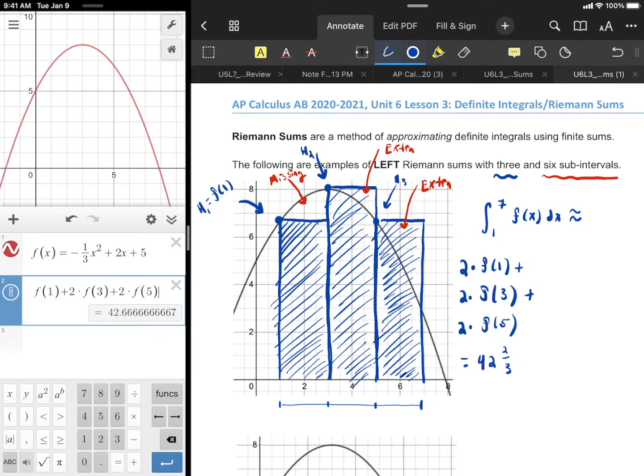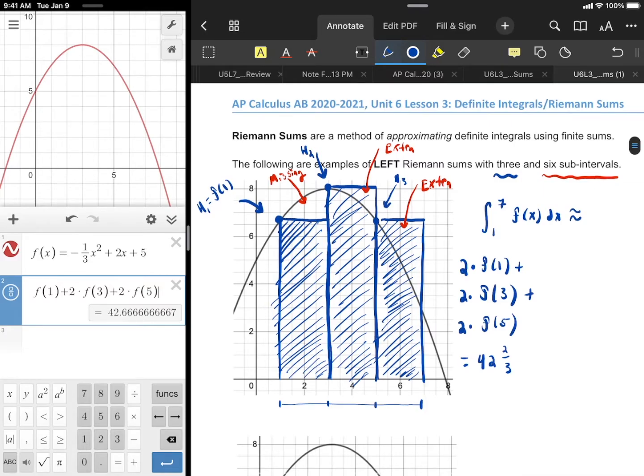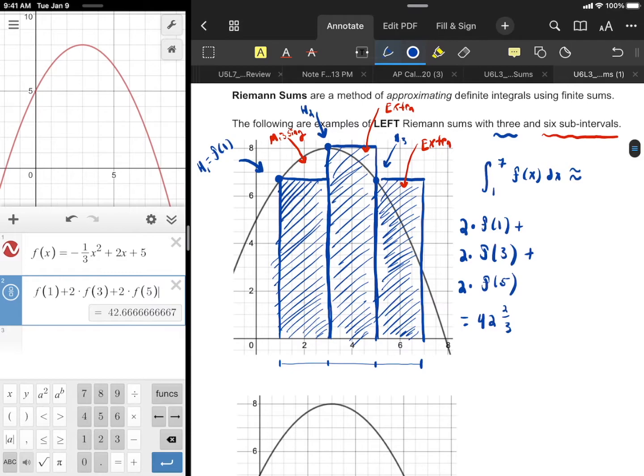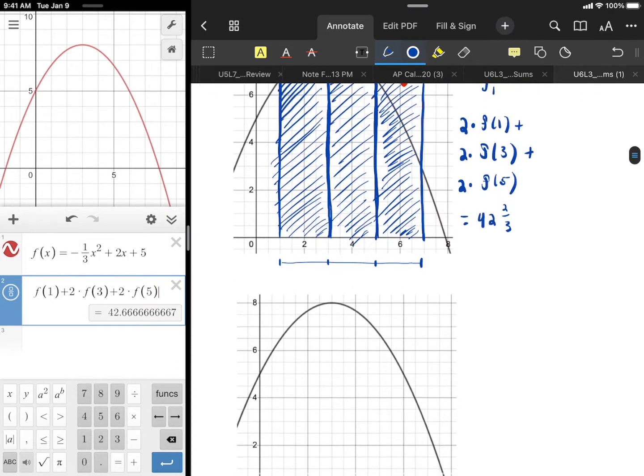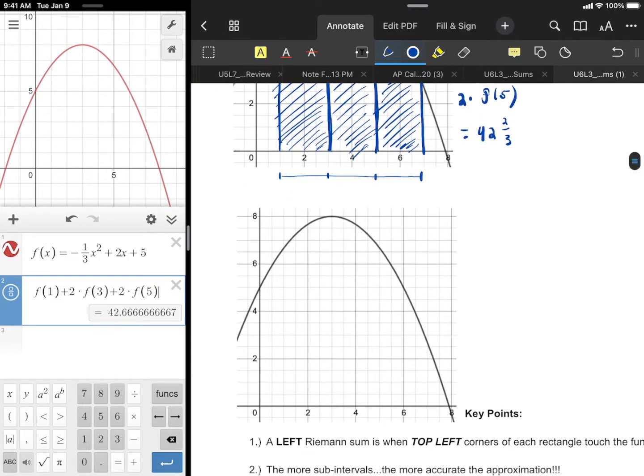Now, how could we improve these approximations? Well, we could draw more rectangles, because then the areas that are missing an extra would all be smaller. So if we take this same idea, and now that you've seen this once, I'm going to speed this process up quite a bit. Instead I do 6 subintervals. Because if I do 6 subintervals from 1 to 7, each one will have a width of 1.